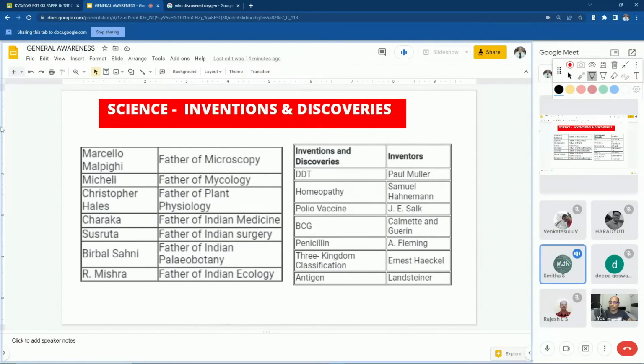Read. Okay. Father of microscopy. Father of mycology, Michael. Christopher Hallis, father of plant physiology. Charaka, father of Indian medicine. Susruta, father of Indian surgery. Birbal Sahni, father of Indian paleobotany. Father of Indian ecology. Right. Deepa ma'am. Should I read the other people? Deepa ma'am will read.